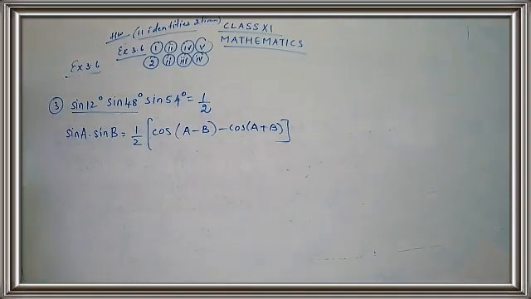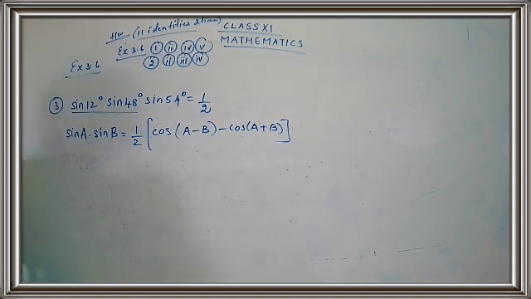So what is the formula? The formula for sine A sine B is half of cos(A minus B) minus cos(A plus B). Just do not get confused, because here we are dealing with identities. You have to identify properly what identity we are going to use. So we are going to use sine A sine B, which is half of cos(A minus B) minus cos(A plus B).